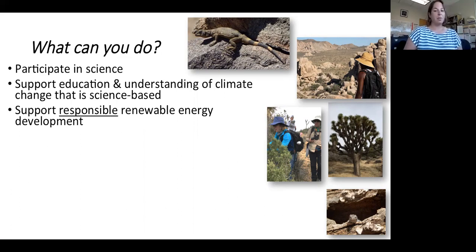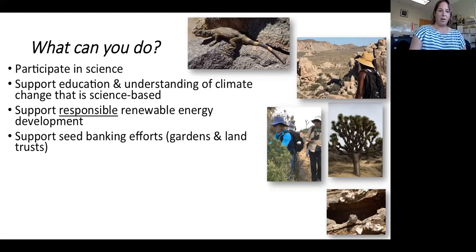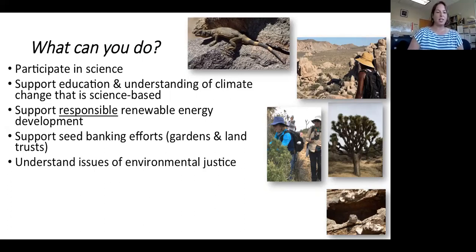Support responsible renewable energy development. Something to think about is balancing the different needs that we have as a society with biodiversity, and what renewable energy might mean on the landscape as well, because solar has been established in a lot of desert areas. So something to think about, a trade-off there. Seed banking efforts are awesome. Support your gardens and land trusts.